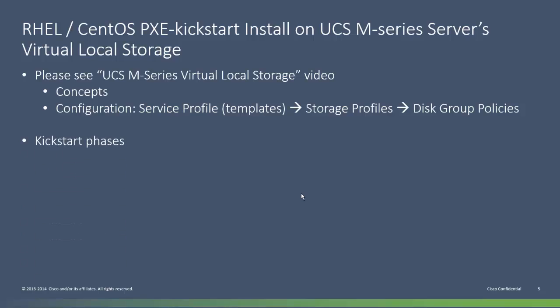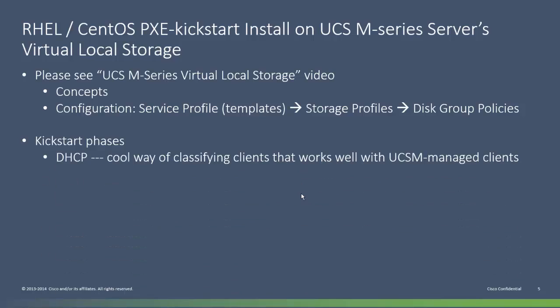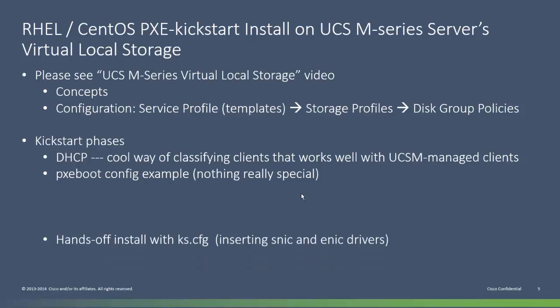In this video, we'll quickly step through, with a little animation, the kickstart phases, showing at each phase a best practice or something specific for UCS M-Series. For DHCP, I'm going to look at a strategy that I like to use for classifying clients in a way that's recognizable by the DHCP server and works specifically well with UCS Manager managed clients. We'll go look at PXE boot config. There isn't anything really special there about UCS M-Series.